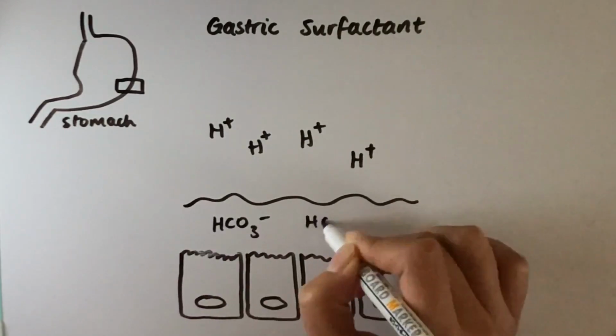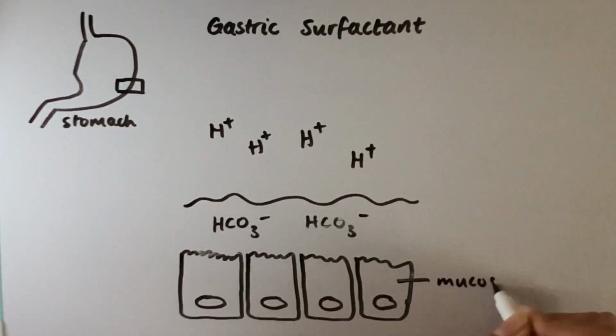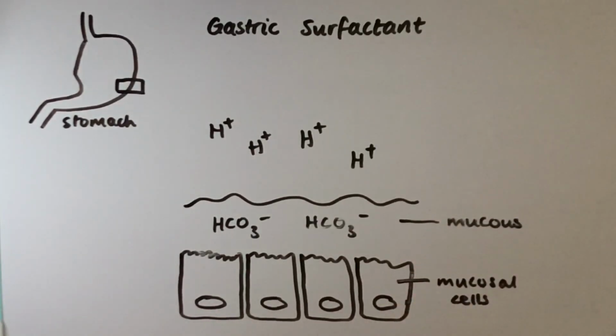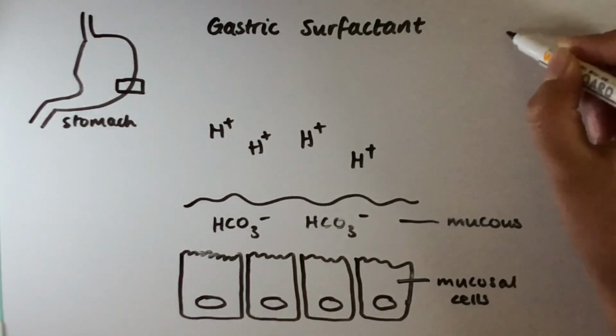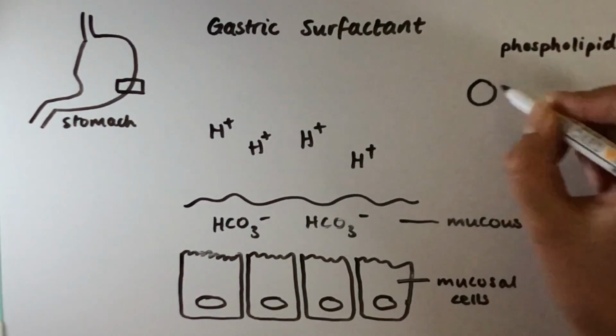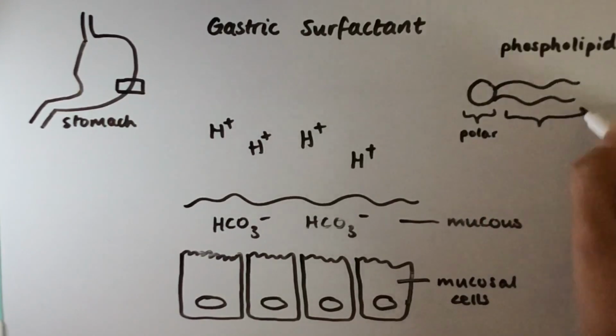This mucus also contains bicarbonate or hydrogen carbonate, a base that reduces pH. As well as this bicarbonate, it has been speculated that there are surfactants in the stomach that help protect stomach cells from the highly acidic stomach acid. These surfactants, in the form of free phospholipids, have positively charged phosphate heads and non-polar fatty acid tails.